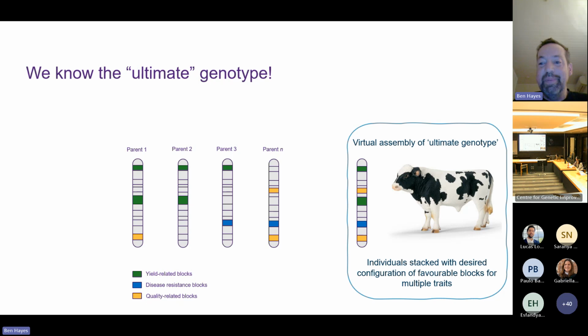So this is an alternative way of thinking of breeding, rather than just using truncation selection on genomic breeding value. We're deliberately stacking up these best or most desirable chromosome segments.